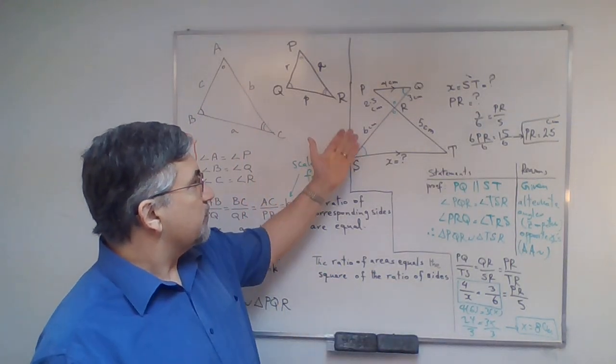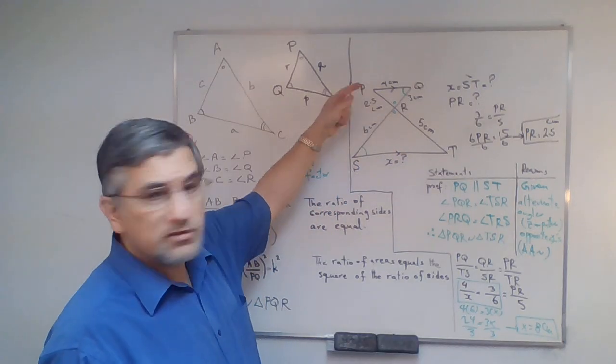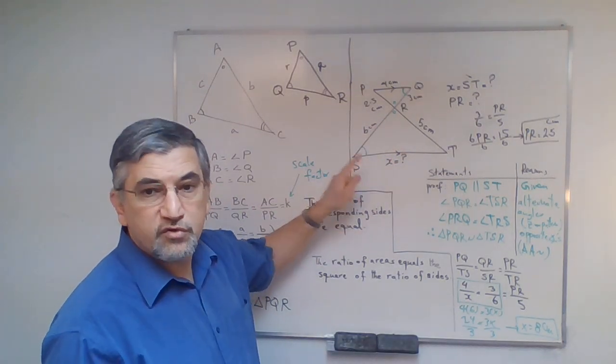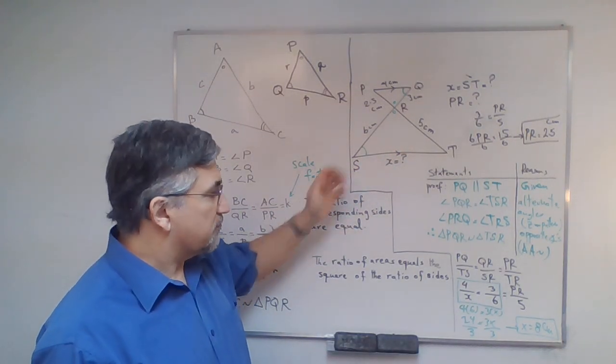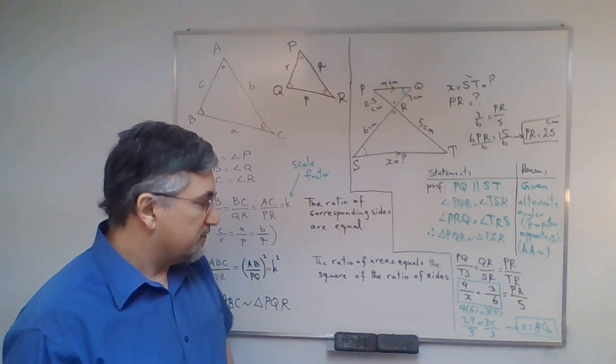Okay, so now we have all 3 sides of the upper triangle, and we have the measures of all 3 sides of the lower triangle. So basically everything has been found.